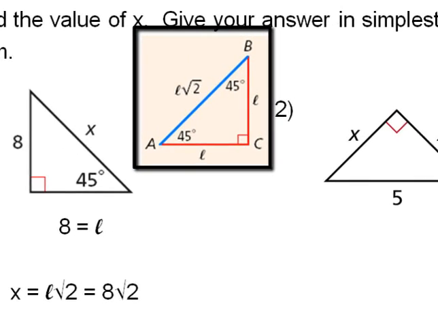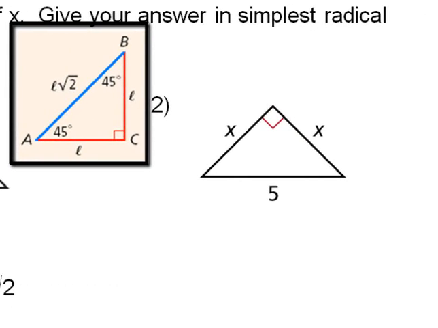Let's go ahead and try another one, number 2. In problem number 2, I know that the hypotenuse is equal to 5 units. And if I look at the theorem, the hypotenuse is equal to L square roots of 2. So 5 is equal to L square roots of 2. I want to solve for the variable L so that I can plug it into the missing sides. To get L by himself, I have to divide both sides by the square root of 2. And when I do that, I get that L is equal to 5 square roots of 2. And for right now, we're going to leave it this way.